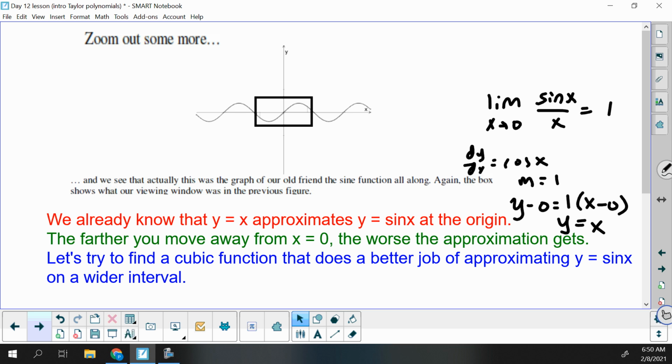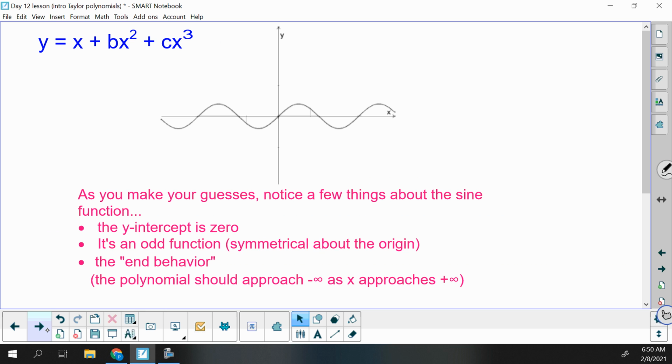So what we're going to try and do, because that box looked kind of cubic, we're going to see if rather than just using lines, if we can find a polynomial that does a better job of approximating sine for a bigger interval. So some things to note before we start making guesses. One is that the y-intercept's 0. So we shouldn't have any constant term on our cubic. Second is it's an odd function. It's symmetrical about the origin. If you spin it 180, it looks the same. So if it's an odd function, we wouldn't have any squared term in there.